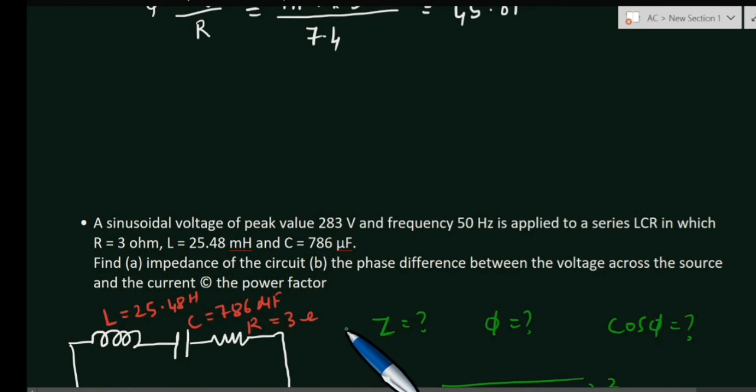So first we calculated Z value, and next phi value, and later cos phi. This is the power factor, and this is the phase difference between voltage and current. So this is A and this is B and this is C. Okay, and the next problem we will solve.